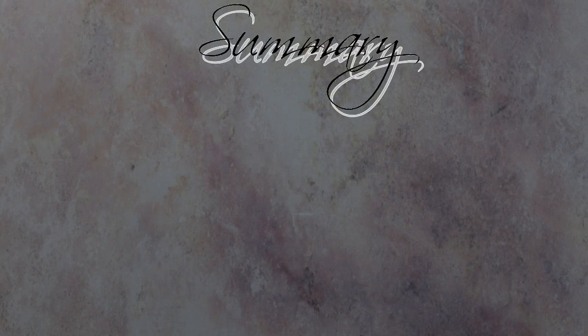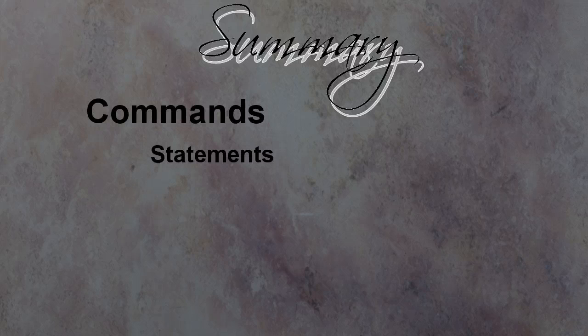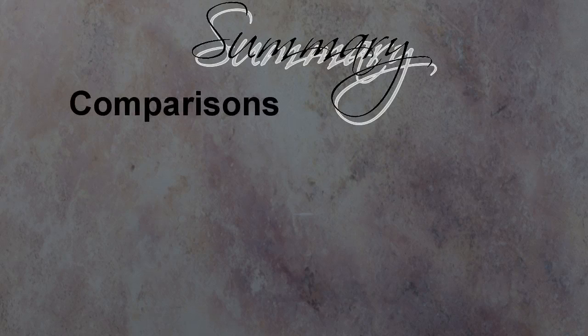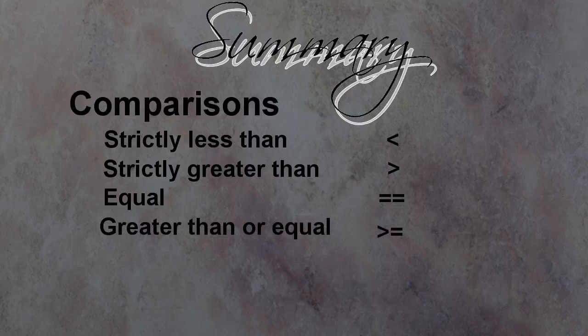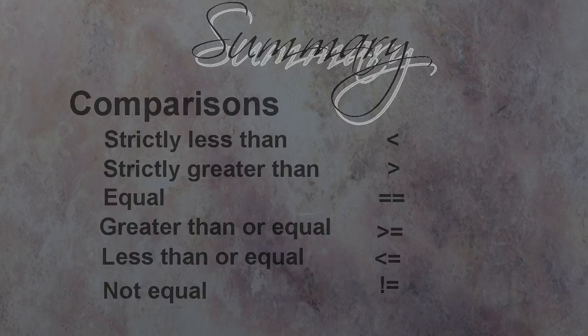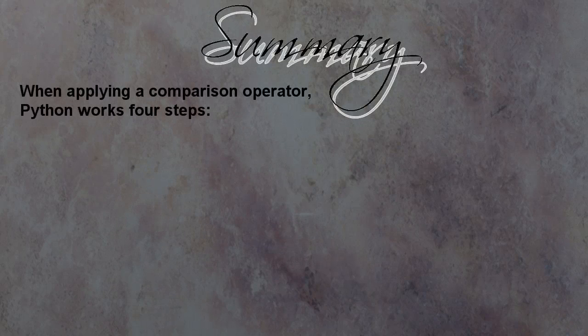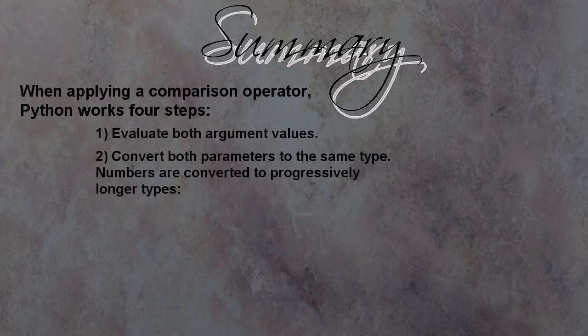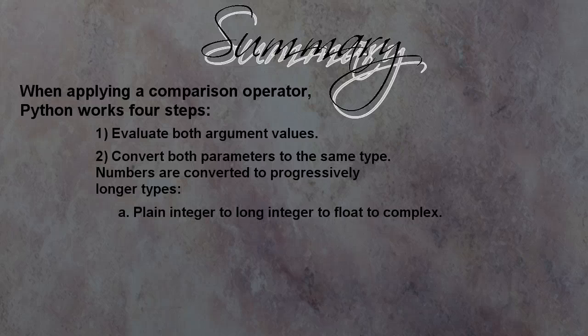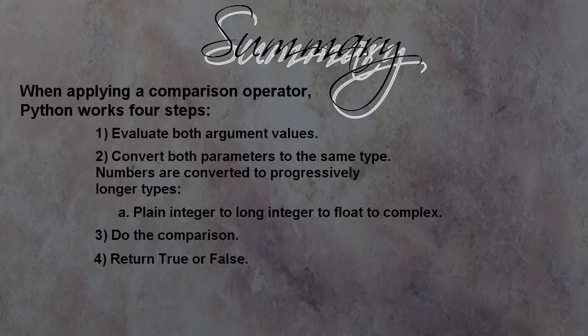That is all the time we have for part 3. In part 3 we learned about commands as statements, operations, or expressions. Comparisons such as strictly less than, strictly greater than, equal, greater than or equal, less than or equal, and not equal. The steps that Python does when the comparison statement is used: evaluate both argument values, convert both parameters to the same type. Numbers are converted to progressively longer types, plain integer to long integer to float to complex. Do the comparison, return true or false.